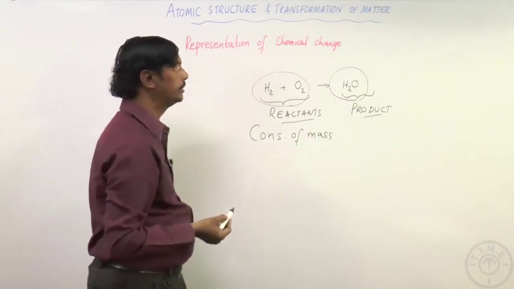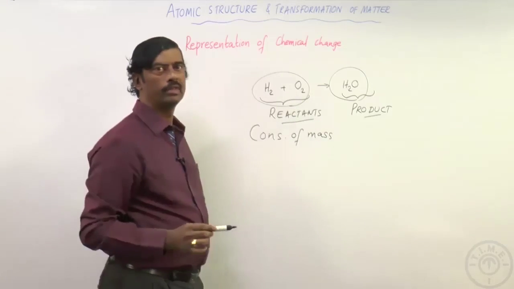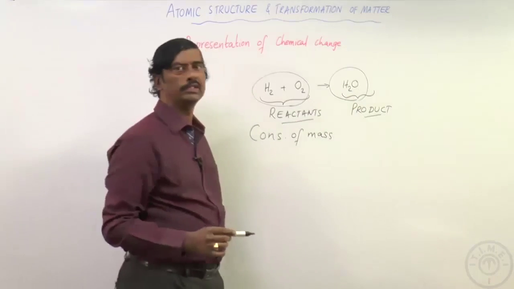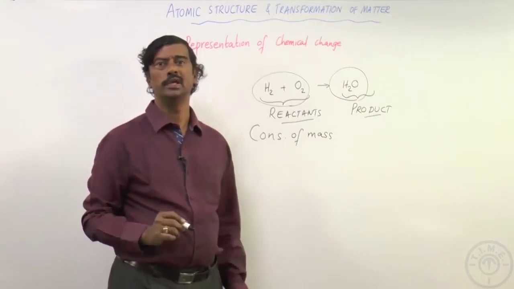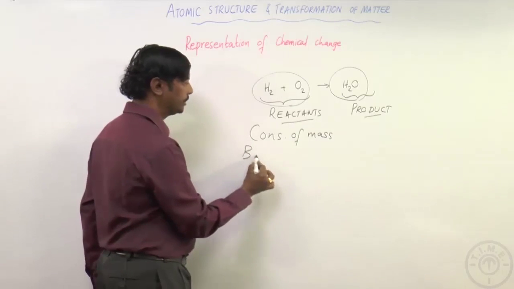Now, look at this reaction. There are 2 hydrogen atoms and 2 oxygen atoms, whereas here there are 2 hydrogen atoms no doubt, but there is only 1 oxygen atom. So, this reaction we say is not a balanced one. So, we have to balance the reaction.